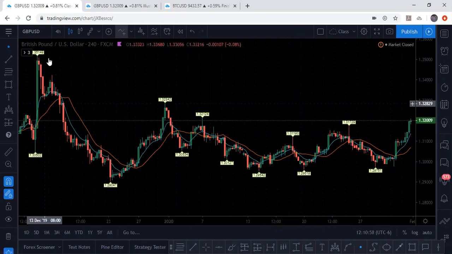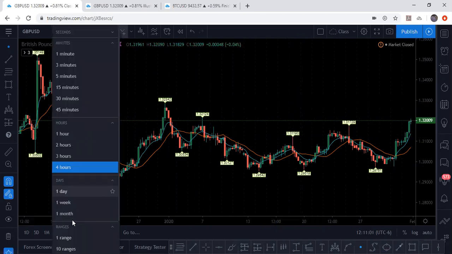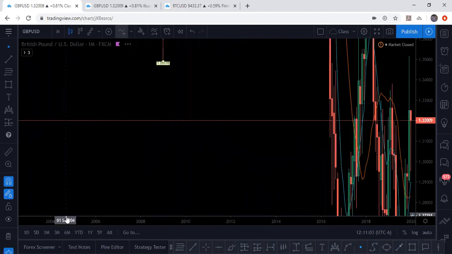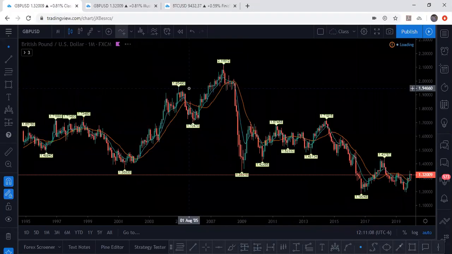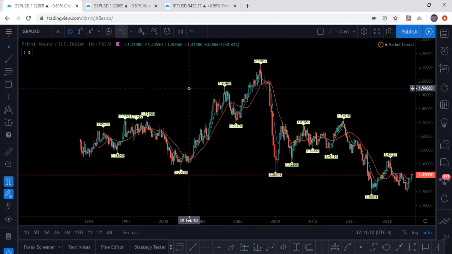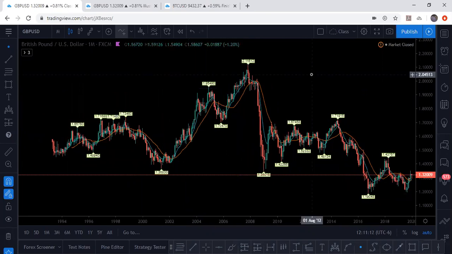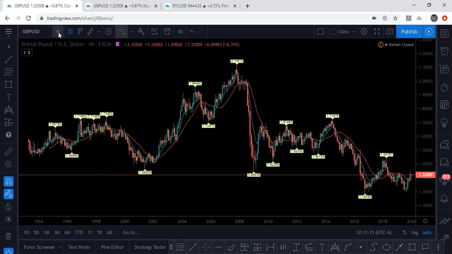So let's go all the way back to monthly where I start my markup. Let's say I've not marked anything at all, and I say, oh, cool, let me check out this pair, GBP USD. The first thing I do is take it all the way to the monthly time frame. I want to see everything that has happened to this pair from the very beginning. So when I'm on monthly, I check the whole frame.